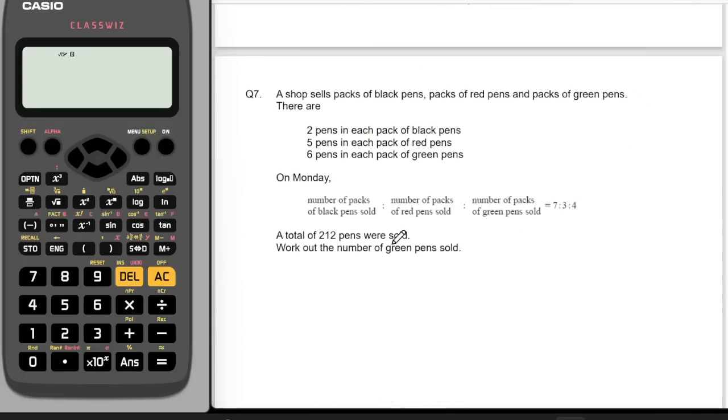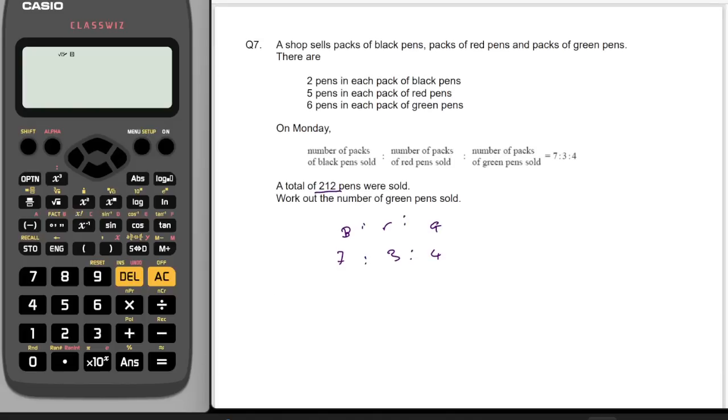Okay then, question 7. So a shop sells packets of black pens, red pens, green pens. There are 2, 5, 6 on Monday, and we're given some information. The packs that were sold in the ratio black to red to green was 7 to 3 to 4. There were a total of 212 pens sold. Work out the number that are green.